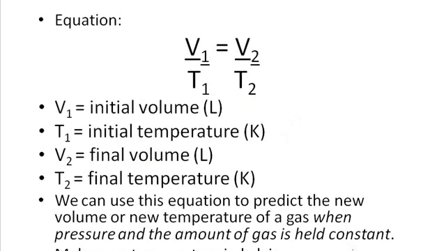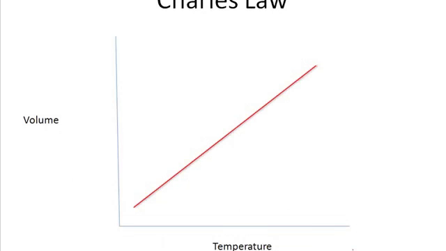1, again, stands for initial. 2 stands for final. As you can see here, your volume needs to be in liters and your temperature needs to be in Kelvin. So make sure your temperature is in Kelvin before you even start. Here's a representation of Charles' law as a graph, and again, as you can see, there's a direct relation between temperature and volume. As one goes up, so does the other.